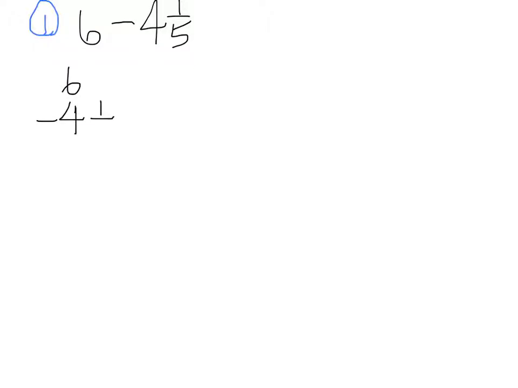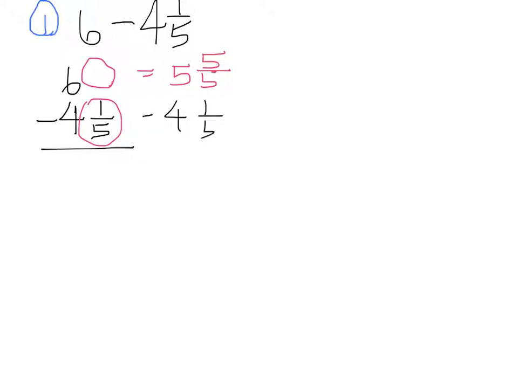Okay, now I know that since I don't have anything here, I can't subtract from nothing, right? So 6 changes into what? 5 5/5. Very good. Because I look at my fraction down here, and I see that it's in fifths. So I want to keep it the same fraction, same denominator. Okay. 5 5/5 minus 4 1/5.